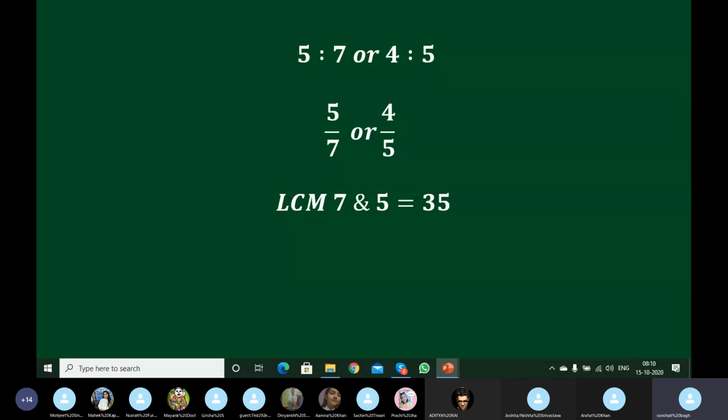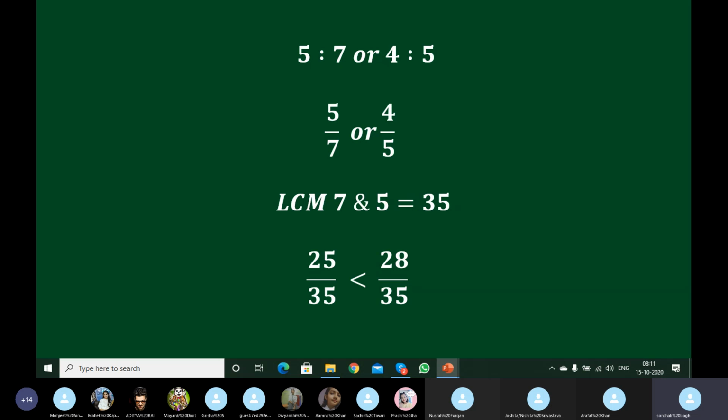Then we will convert 5 by 7 into an equivalent fraction with denominator 35. How do we convert it? What will be the answer? 25 by 35. And for 4 by 5? 28 by 35. Then we will compare both the numbers.